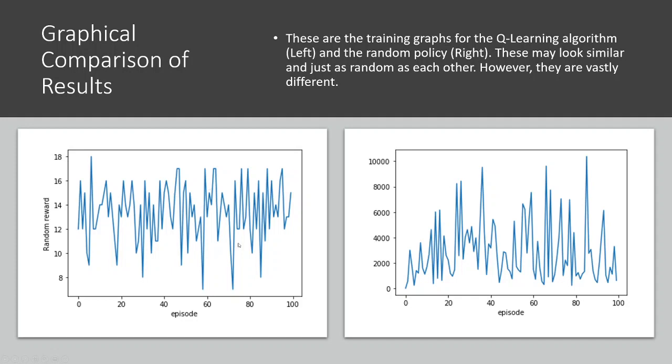Even though they both look very jittery and very jumpy, if we jump over to the right-hand side graph, which is the random graph, we can see that the upper bound is 10,000 steps and the lower bound is 0, meaning that the fluctuations here are much larger, and that's to put it into scale of how much the randomness means, how much the randomness is different compared to the Q-learning.